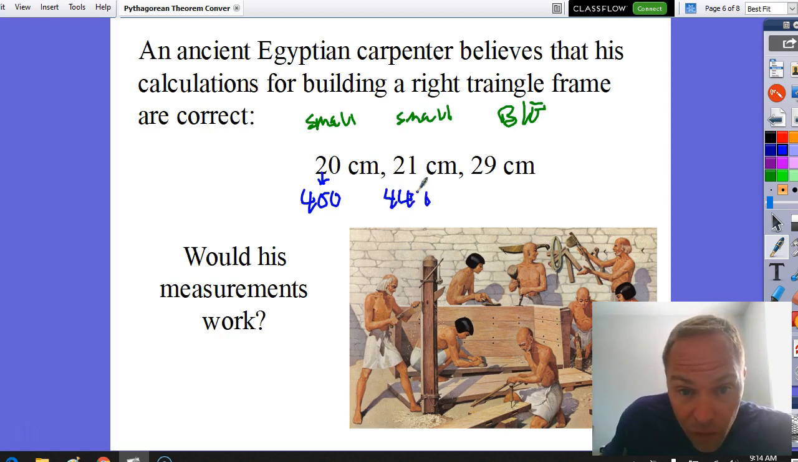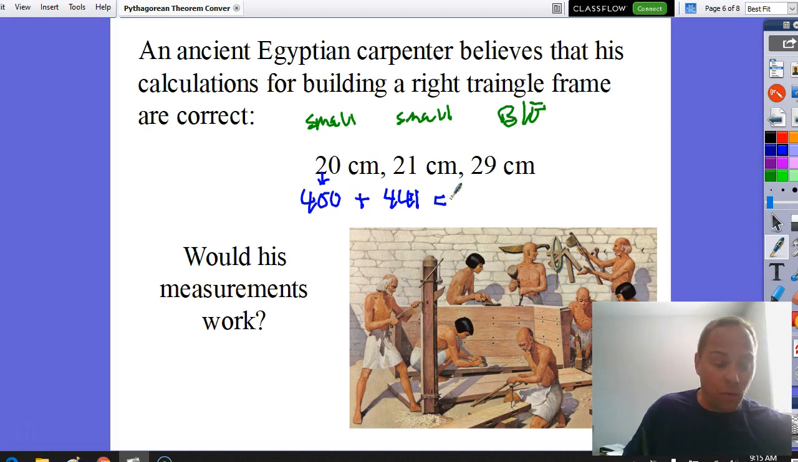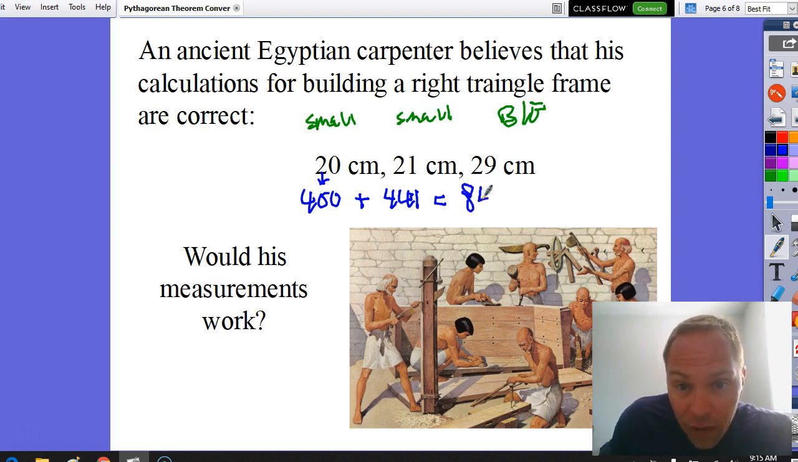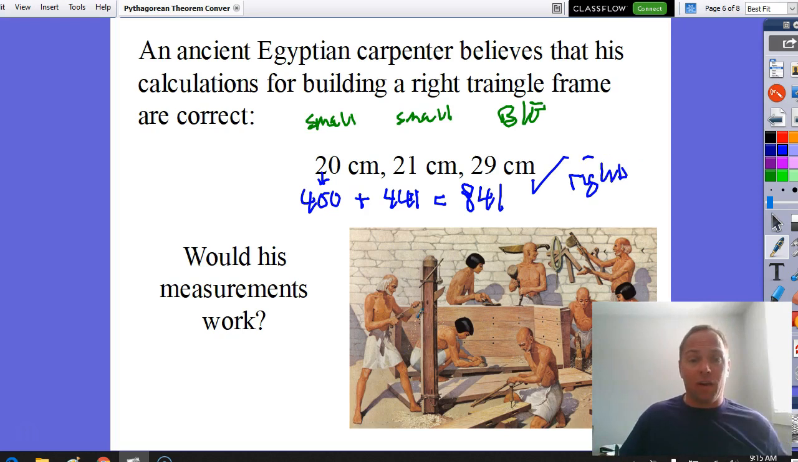Now, if these two things, whoops, that's not supposed to be there. That is a 441. If these two things, when added together, make 29 squared, then we know we have a right triangle. So 29 times itself is 841. So I put an 841 there, and then guess what? 400 plus 441 made 841, so check, it is right. And that guy made himself a really nice frame that had a right angle.